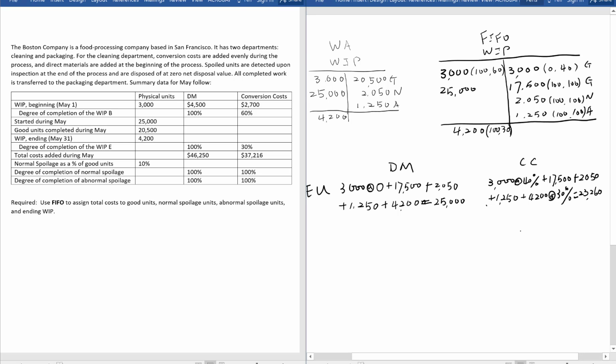Next is to summarize costs of each input. We summarize only the materials and conversion costs incurred in May. Exclude the beginning direct materials and conversion costs in work in process. Direct materials cost in May are 46,250. Conversion costs in May are 37,216.